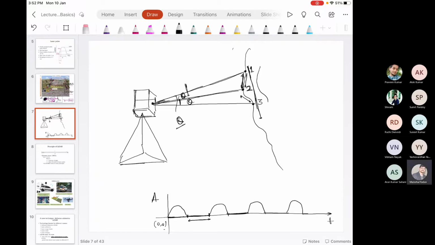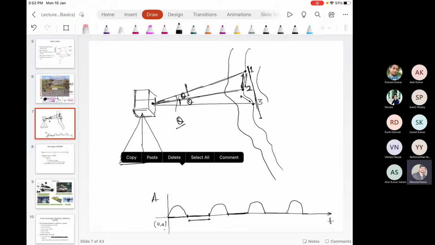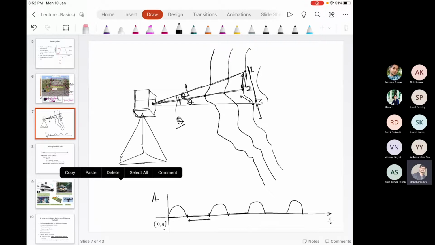If you shift this surface, what will happen? At the same angle theta, now the spacing between these 2 points will reduce. Yes, sir. Am I correct? If you further shift, okay, again what will happen? Spacing reduces. So it also depends on the distance from laser source to target.